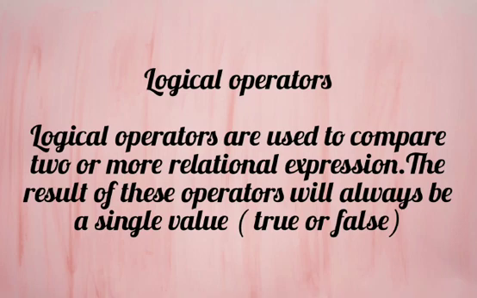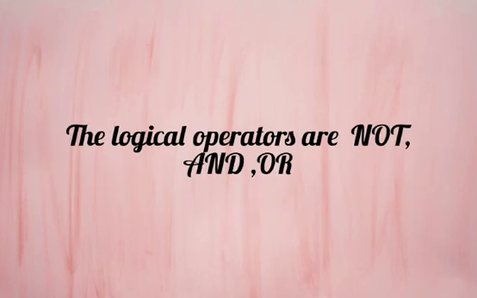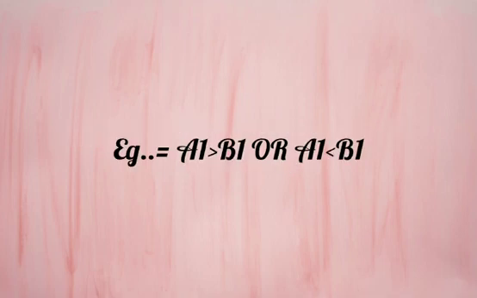Logical operators. Logical operators are used to compare two or more relational expressions. The result of these operators will always be a single value, that is true or false. The logical operators are NOT, AND, OR. For example, A1 greater than B1 OR A1 less than B1.